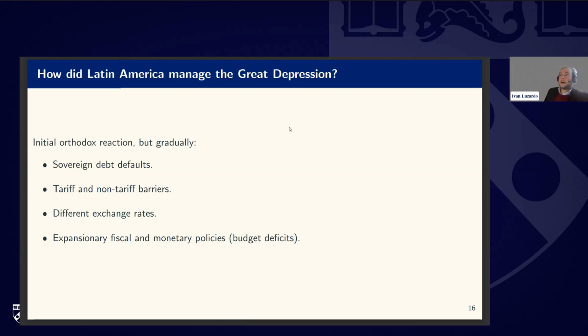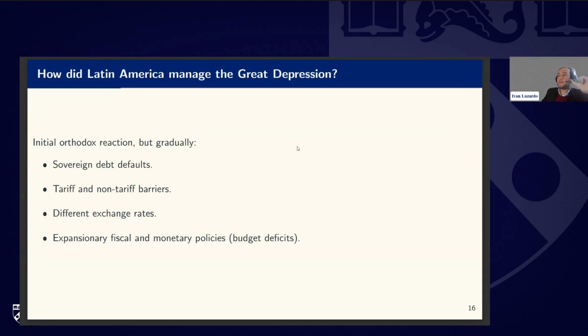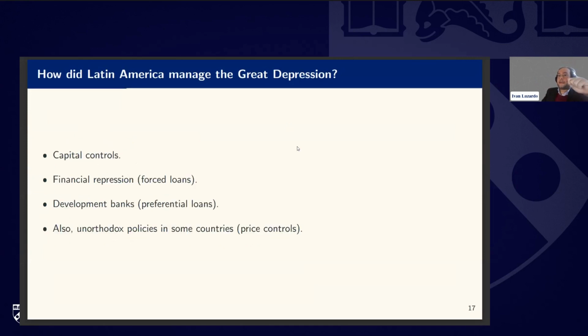So we'll see a move away from orthodox economic policy. Countries will implement different exchange rates, and they will also implement expansionary fiscal and monetary policy. Basically, they try to implement counter-cyclical policies in order to mitigate the crisis. That will be just the first round of policies implemented to manage the depression. We will see that the level of government intervention in the economy will increase to a new level. And it was not just about implementing counter-cyclical policies. The level of intervention increased, and for instance, countries started to implement capital controls.